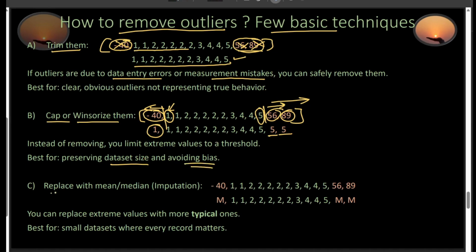Another solution would be replacing with the mean or the median. Another name for that would be mean imputation or median imputation. Same data, and let's say you identify your outliers. These are my outliers right here, this one and these two. What you do is replace them with the mean value. Let's say my mean value is m. You just replace that with m, and same thing with these ones. m could be the mean, m could be the median. Basically, you're replacing with the more typical ones. This is a good solution when you know that your data set is small and every record matters.